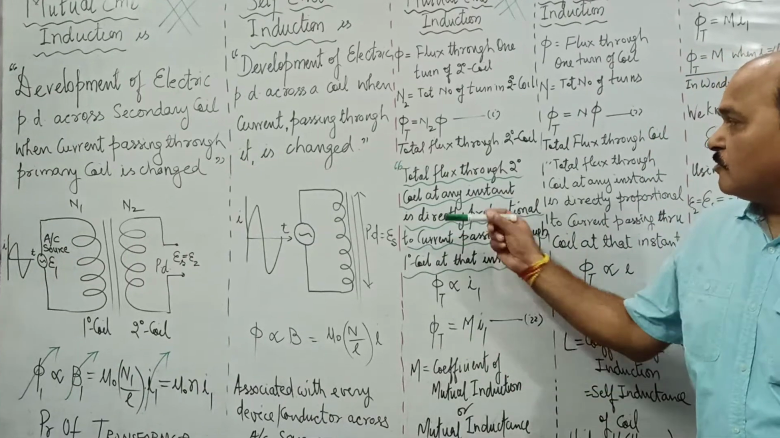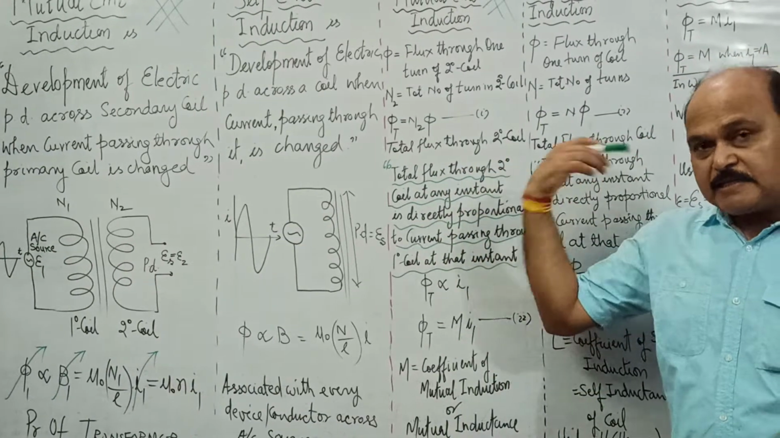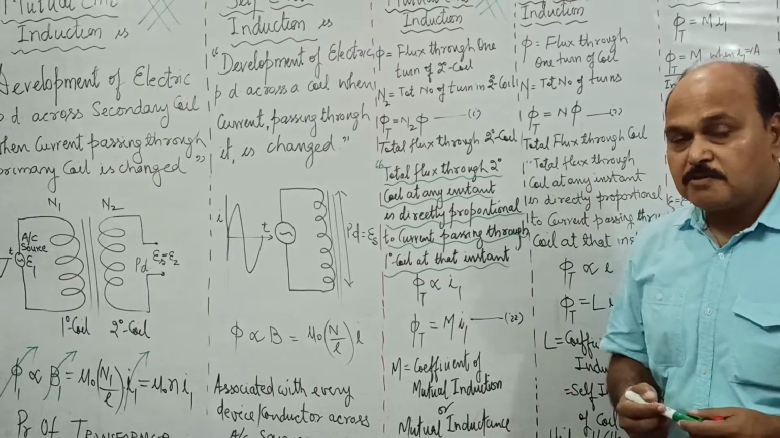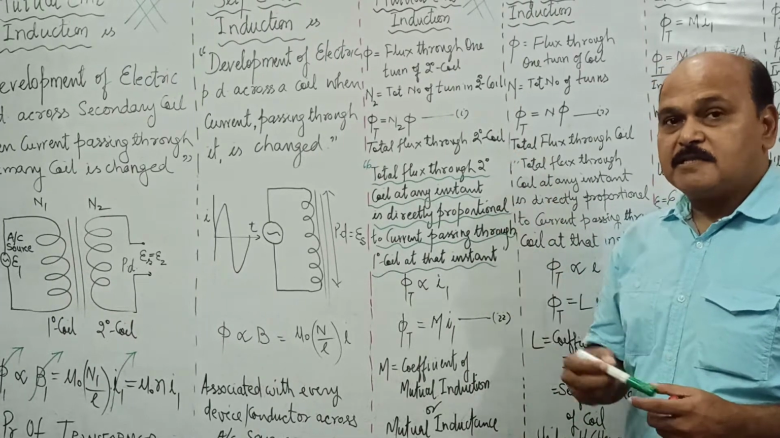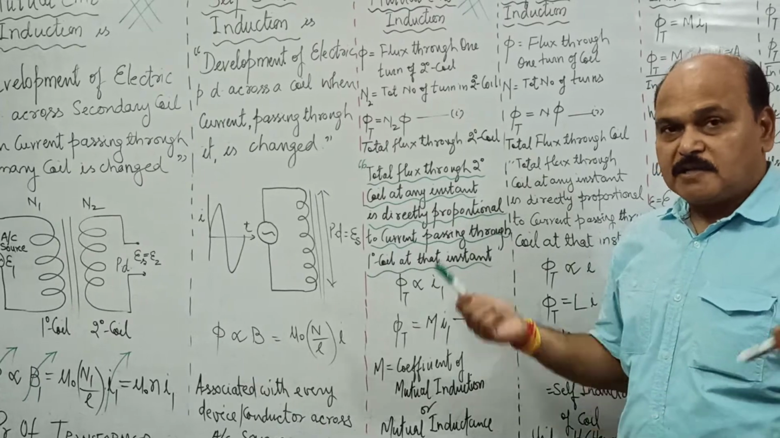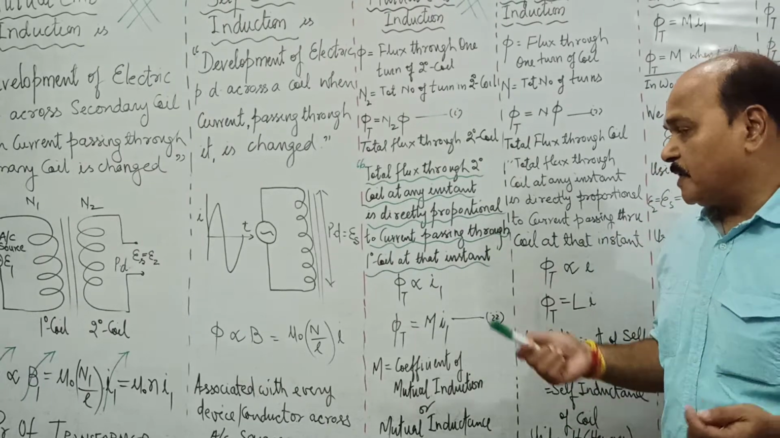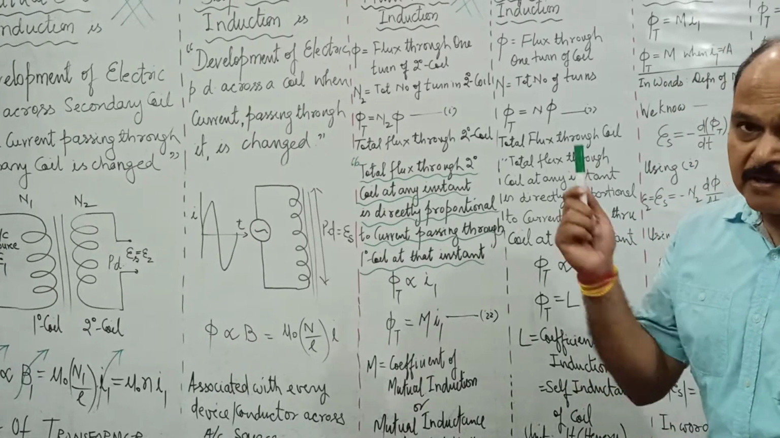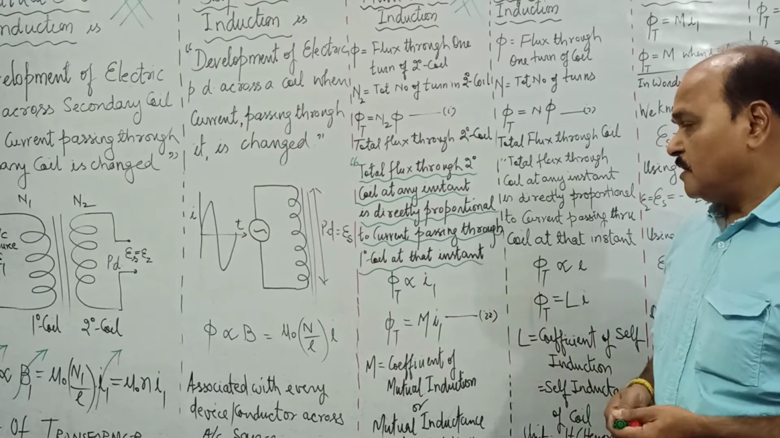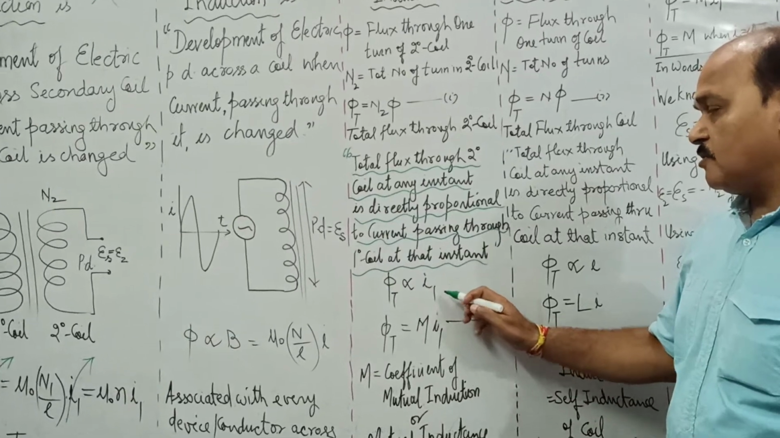So what happens? Total flux passing through the secondary coil at any instant is directly proportional to the current passing through the primary coil at that very instant. If the current is maximum at any instant, flux would be maximum. And if the current is minimum, the flux would be minimum. If current is zero, flux is zero. Well, phi t is directly proportional to I.